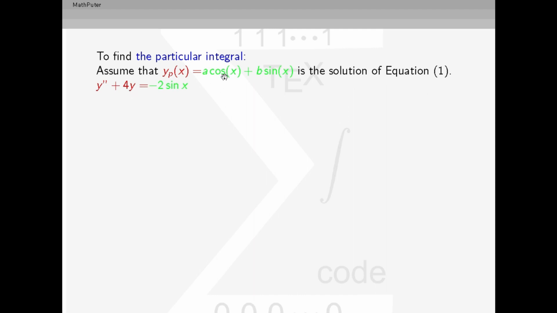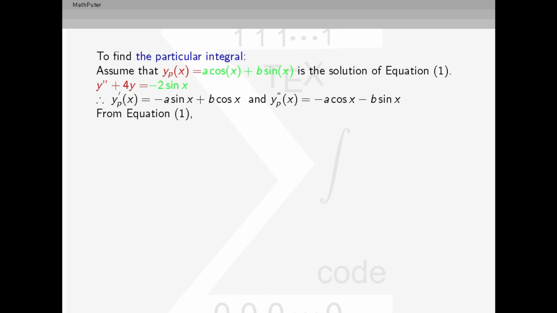That means I have to substitute a cos x plus b sin x in place of y and its second derivative here to find the constants a and b. So let us find the second derivative of y_p(x). The first derivative is minus a sin x plus b cos x, and the second derivative is minus a cos x minus b sin x. We substitute into the given equation. So y double dash is minus a cos x minus b sin x, plus 4 times y. What is y? a cos x plus b sin x, equal to minus 2 sin x.